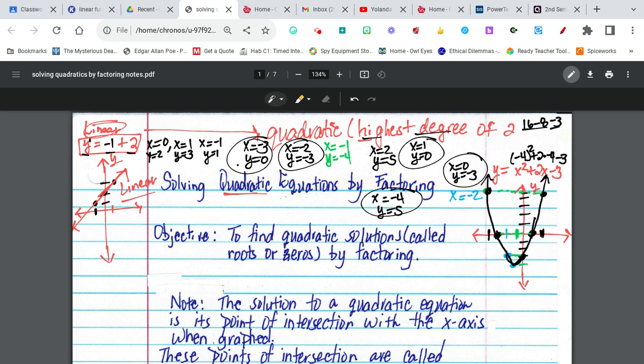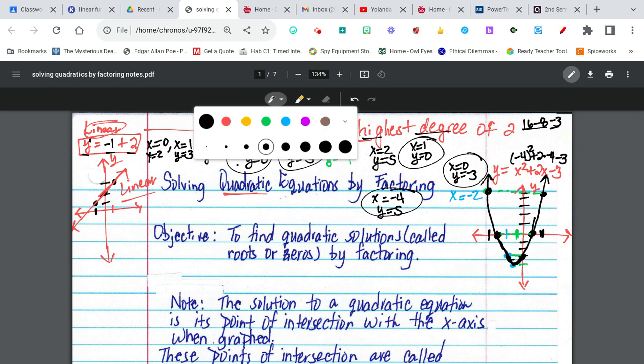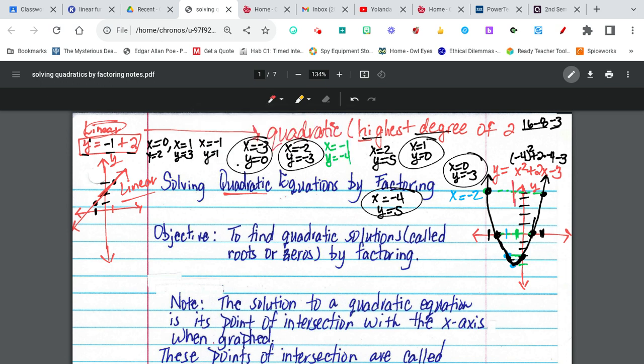All right, so this looks like a U-shaped figure. It is a U-shaped figure. If it's quadratic, it's going to form a U shape, not a straight line. It's also going to have symmetry to it. When I say symmetry, I mean if I were to fold it in half at a certain line, one side would be symmetrical to the other. And that line would be the x of negative 1.